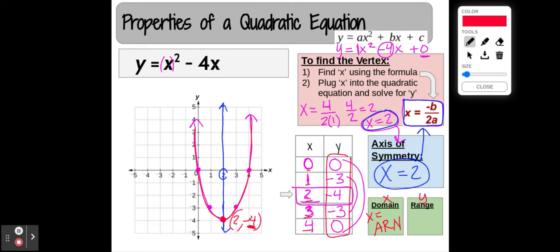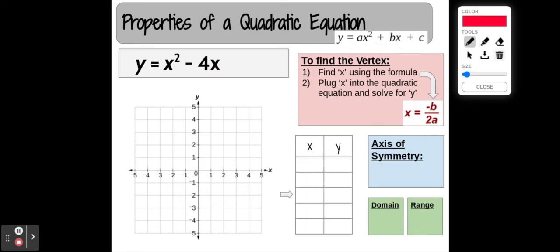So if I write an inequality, it'd be y is everything that's greater than or equal to -4, and that would be the range right here. So y values will always be above that. You can see here that -4 is the smallest or lowest y value, and everything else is going to be above that as the parabola goes up. Okay, so there we go. We learned how to graph a quadratic equation when we have a b value. Super fun.